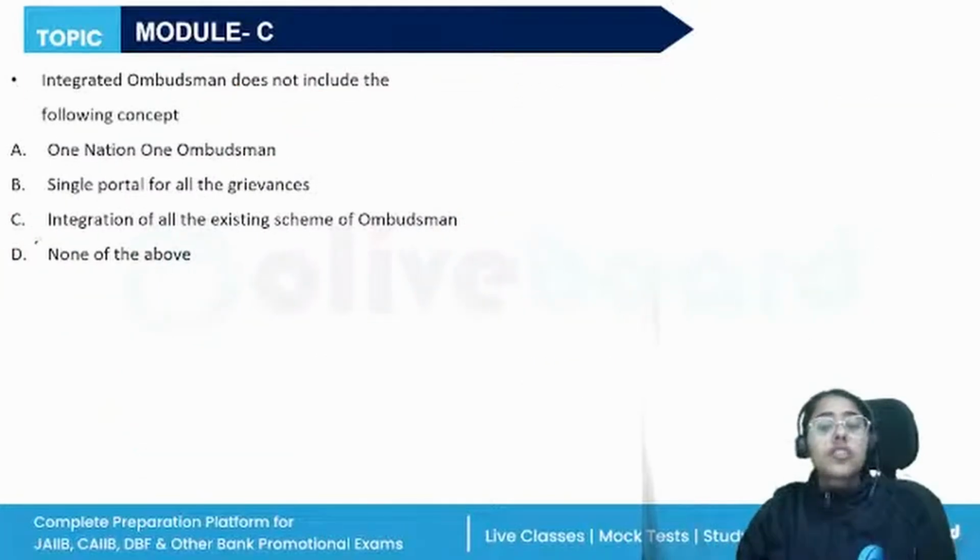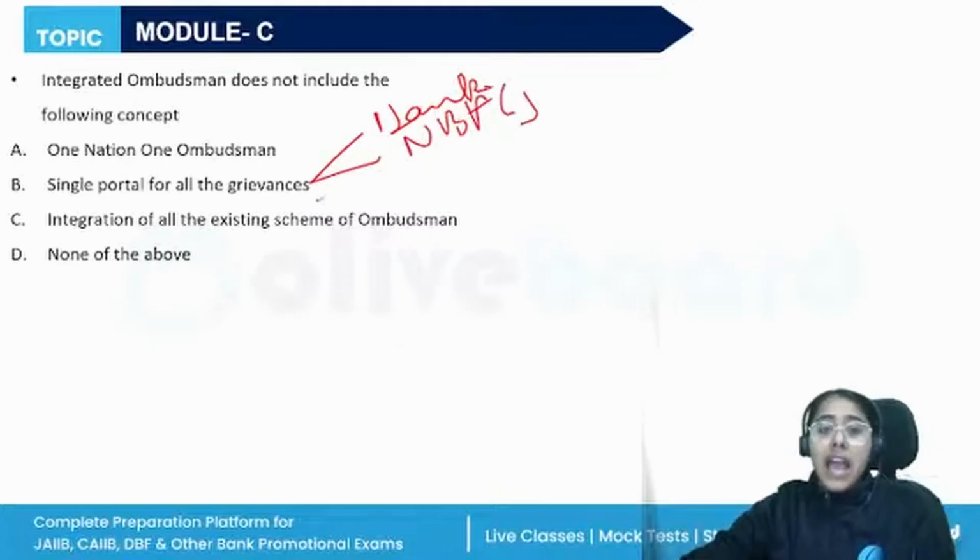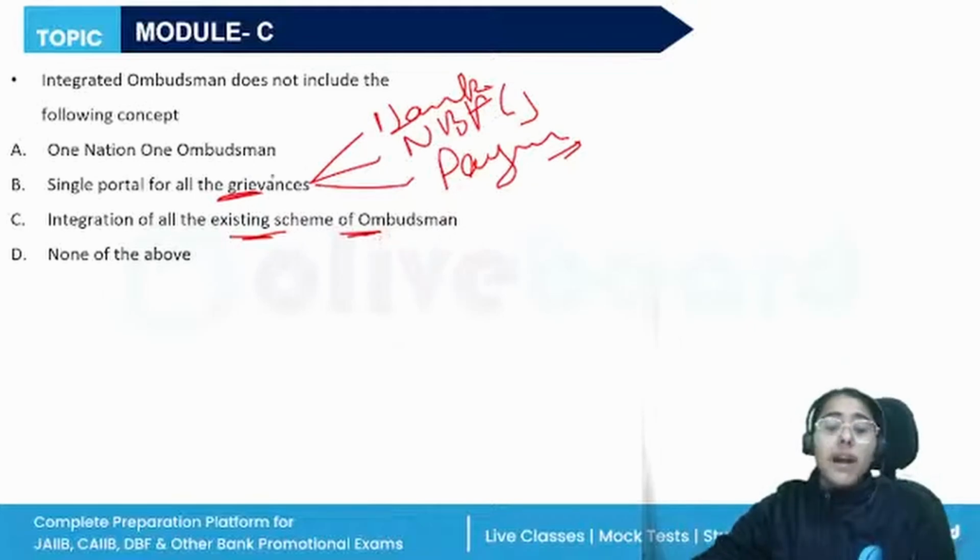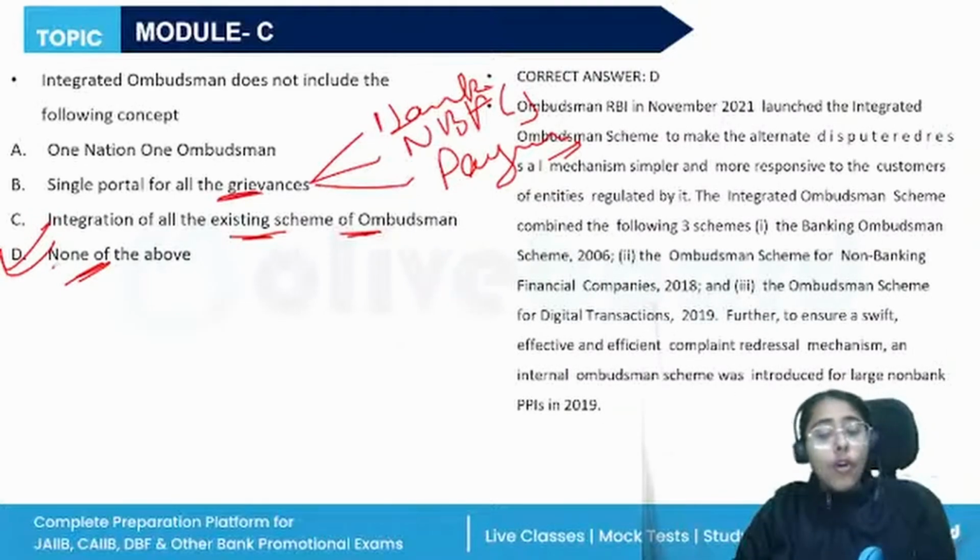Next, integrated ombudsman does not include the following concept. Is there a one nation, one ombudsman scheme? Yes. Does the integrated ombudsman provide a single portal for all the grievances related to the bank services, the NBFCs, and the digital payment? So yes, for all the grievances, a single portal is there, an integration of the existing schemes. So all of these are the concepts included in integrated ombudsman. So we will mark answer D, none of the above is not a component. That is, all of the above are included.